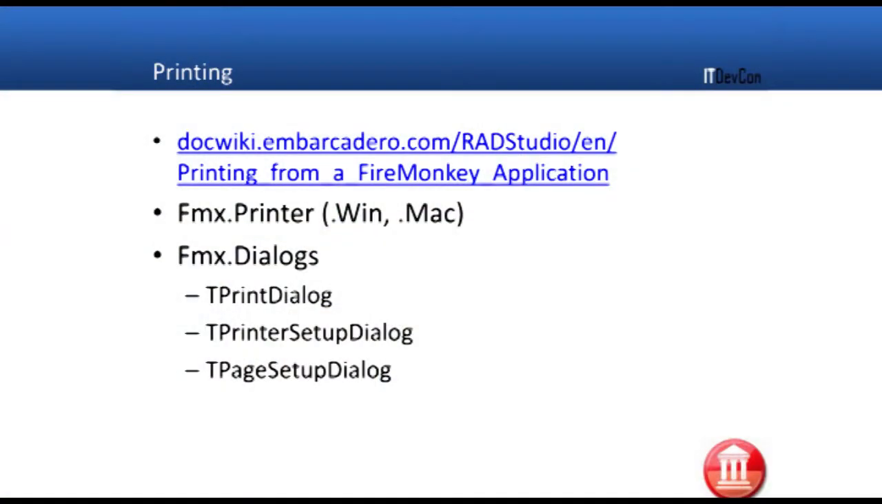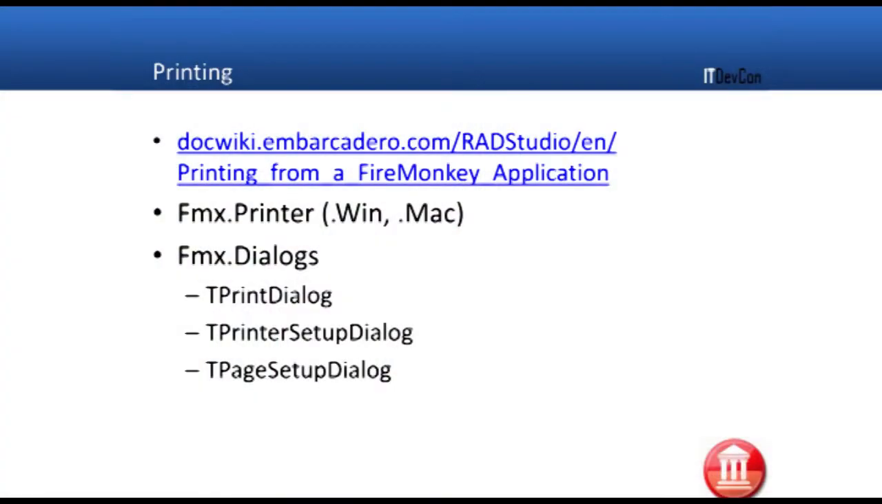Nothing else. Printing. If you don't want to use a reporting tool, maybe you would want to print directly. Well, there's a good DocWiki topic on that. There's the FMX.Printer unit, again available for Win and Mac, which exposes a canvas, and you can do the printing the old-fashioned way by painting to the canvas on both platforms. Dialogs are available for both Windows and OS X, like TPrintDialog, TPrinterSetupDialog, TPageSetupDialog.